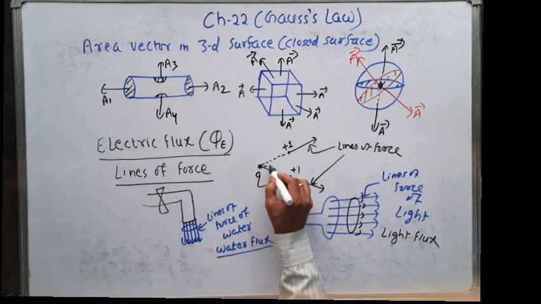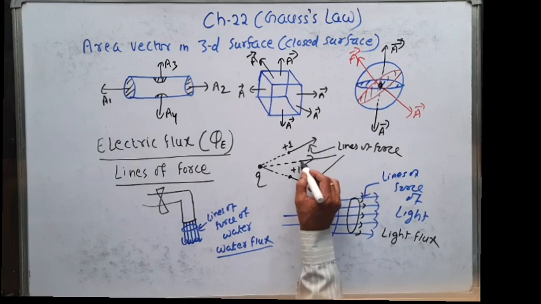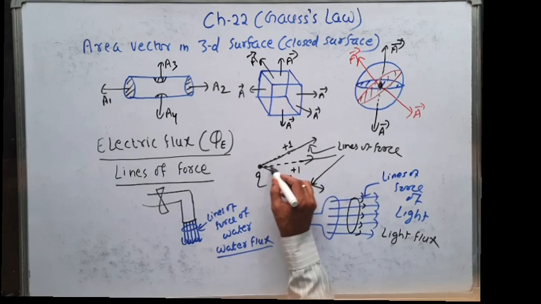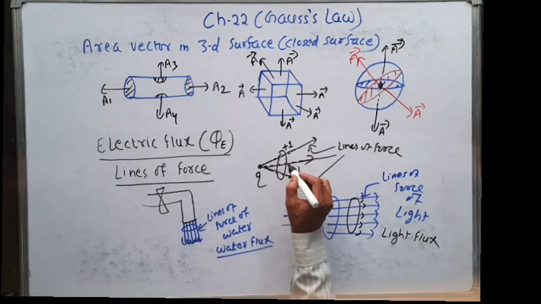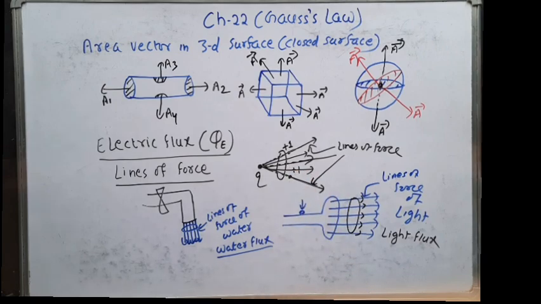If it is electric lines of force, then the set of electric lines of force passing normal to the surface area is called electric flux.